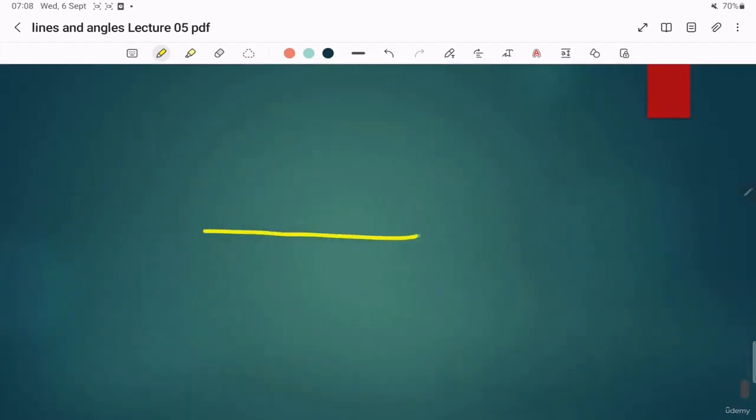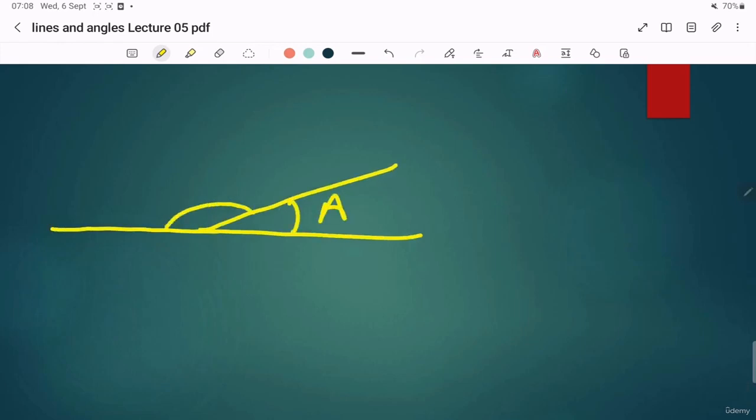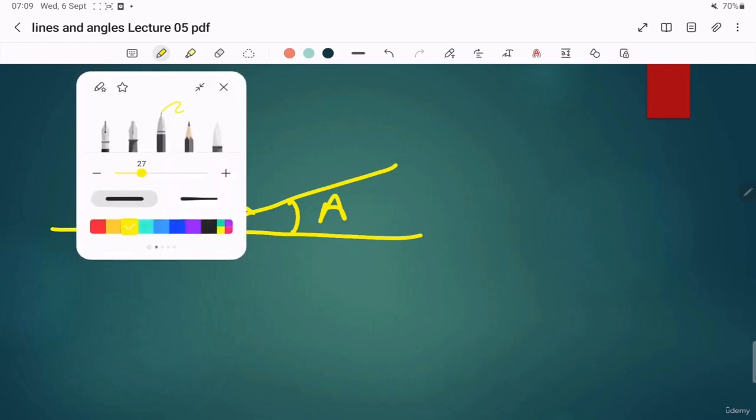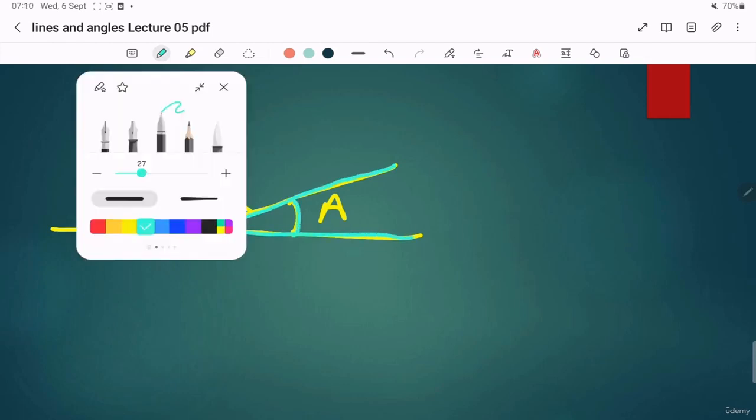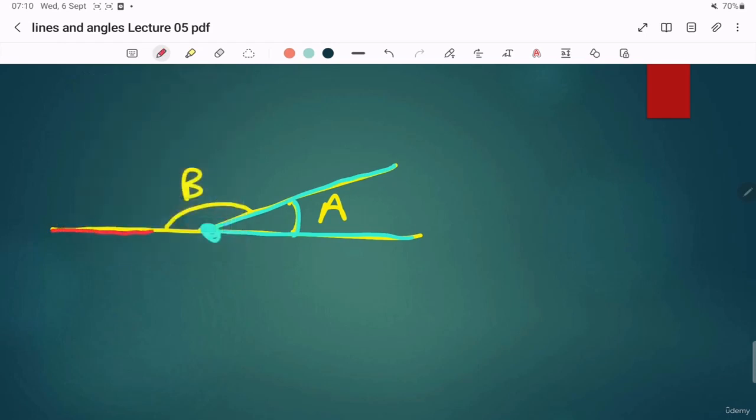Now, let's say we have angle A and we have angle B. Now, we want to check whether these two angles are a linear pair or not. Just check whether angle A and angle B fulfill the criteria for a linear pair. This is angle A, so its vertex is this. And this is angle B. Its vertex is also this. So, both angle A and angle B have a common vertex.